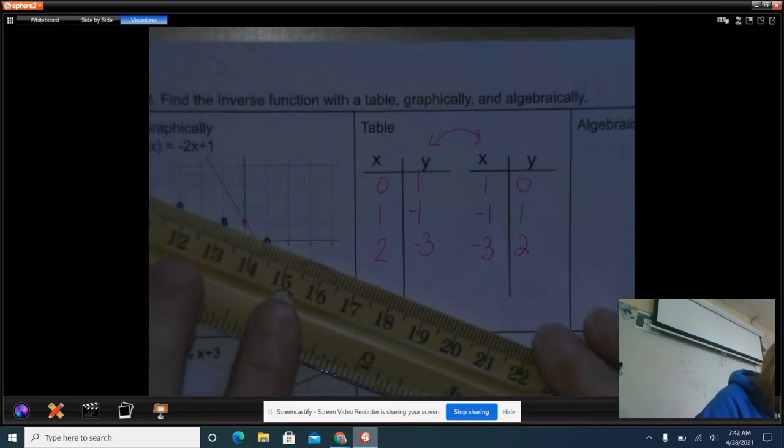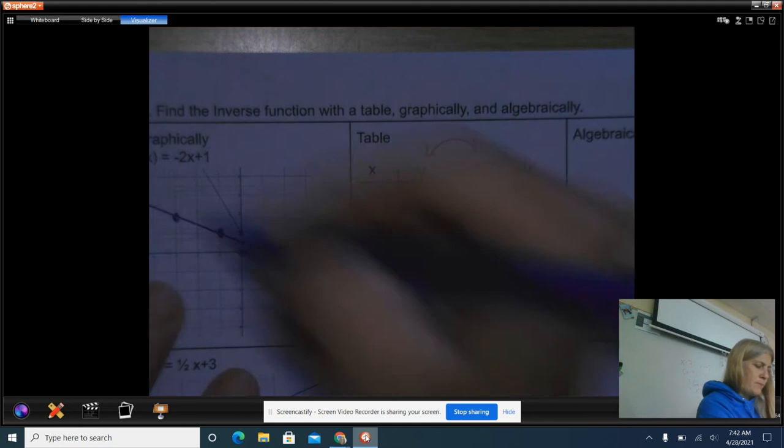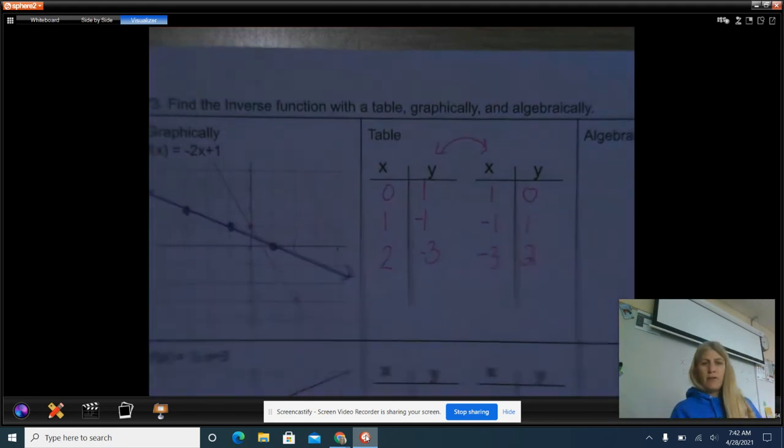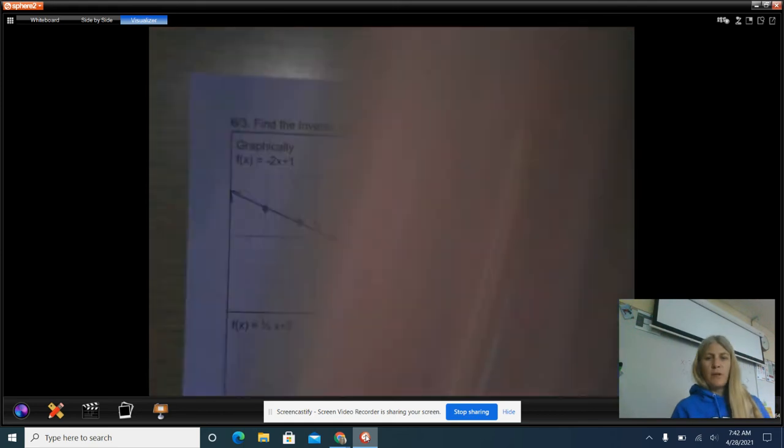Now, we're not flipping it or transforming it like we did last class. We're doing the inverse, which is very different. Okay? So there we have our inverse line. Okay, so that's how we do it graphically.